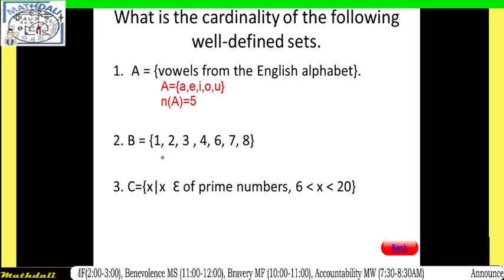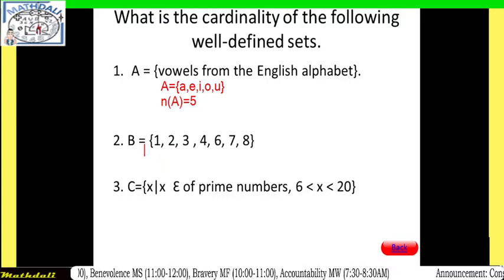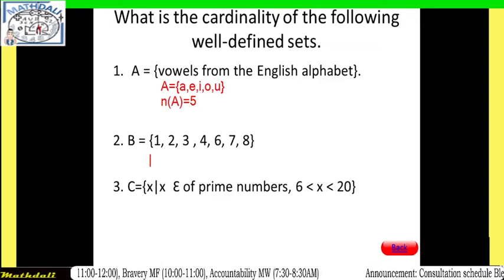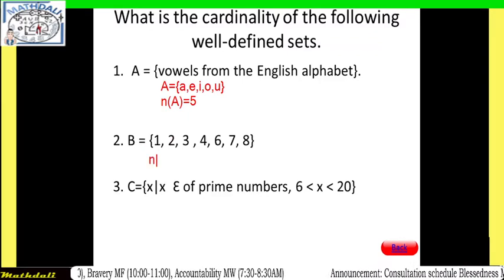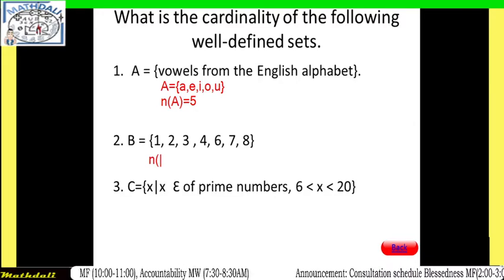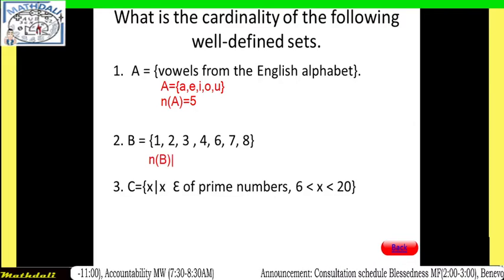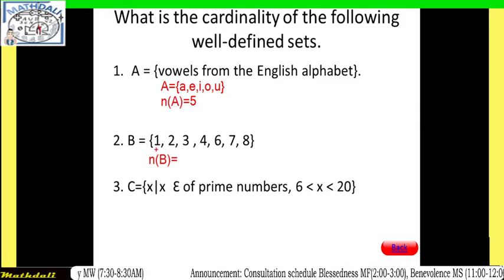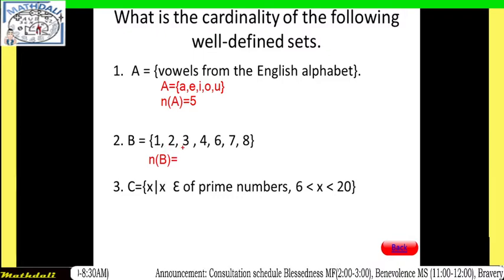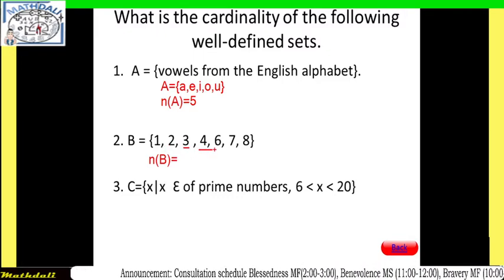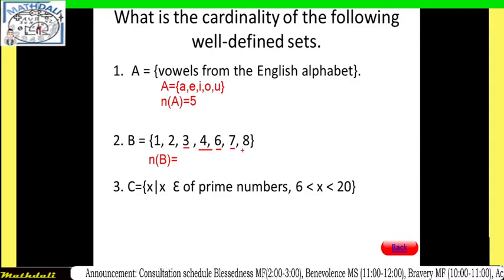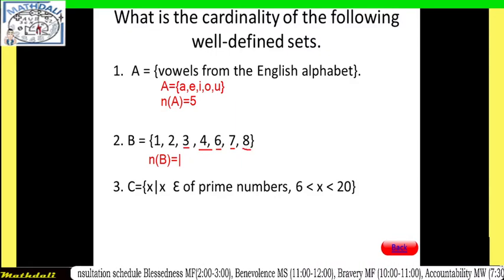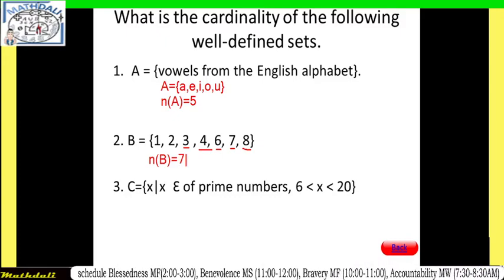Okay, so this time let us have this number 2. Set B. This is already written in a roster form, so what we're going to do now is to count the number of elements contained by that set B. Ilang element meron yung ating set B? Bilangin lang natin, 1, 2, 3, 4, 5, 6, and 7. So we have 7 elements. So the cardinal number of set B will be equal to 7.